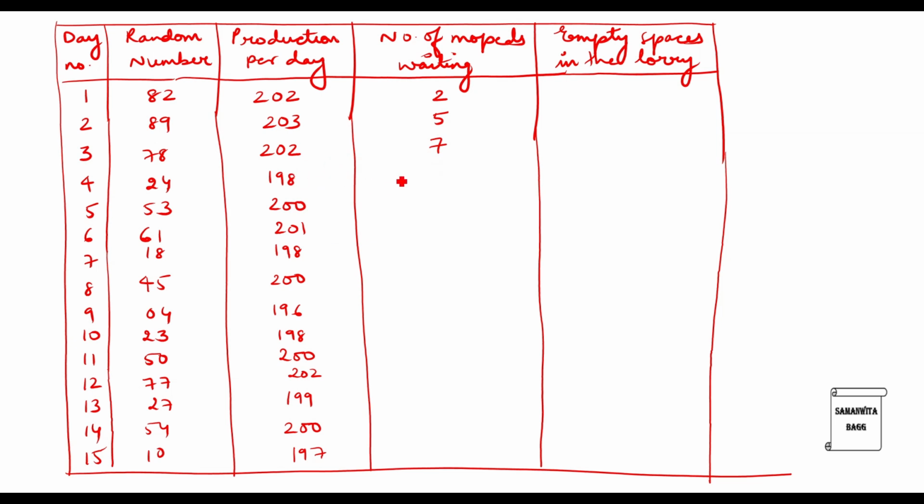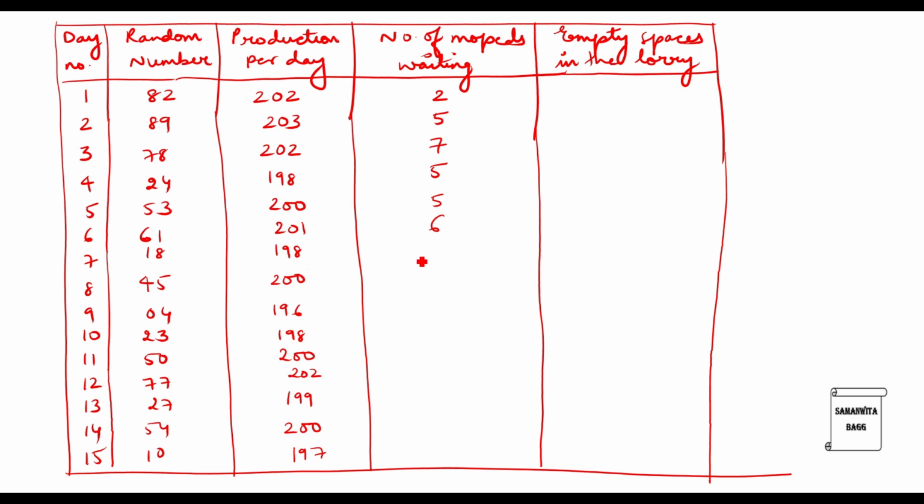198 is the production per day. Lorry space is 200. We have 7 waiting. So we can send 2 and reduce 2 from here. So this becomes 5 because we will always send 200 if possible. Next, 200 made, 200 sent. So this 5 will still be waiting. Then we have 201 made, 200 sent. So one more gets added to the waiting list.